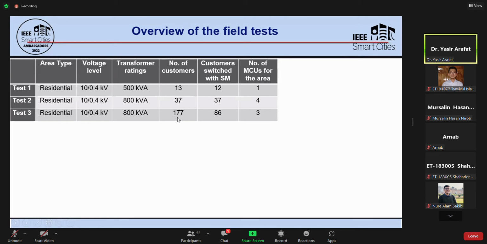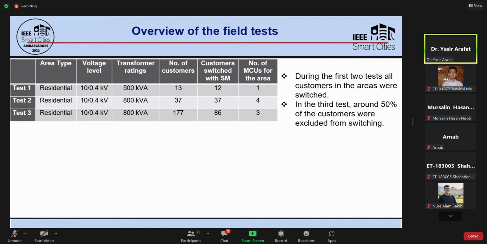And in this one, we can see there were 177 customers, and 3 MCUs were communicating with all these meters. So these are some practical information. During the first 2 tests, we disconnected all the customers except one customer on the first test. And on the third test, we disconnected almost 50% of the customers.